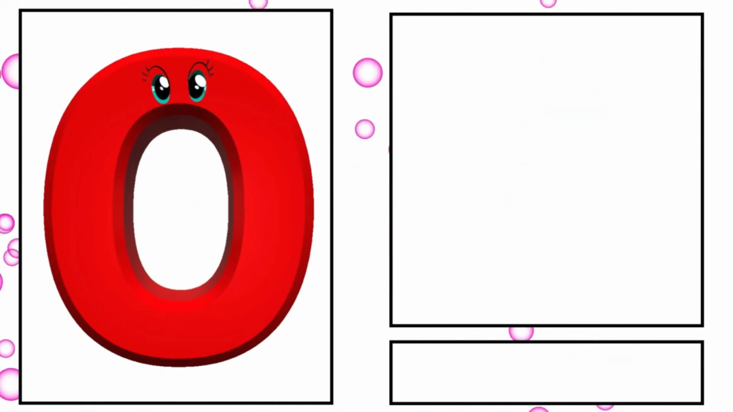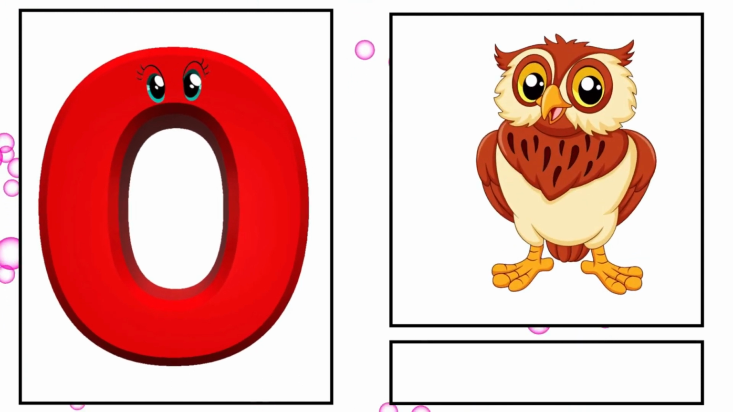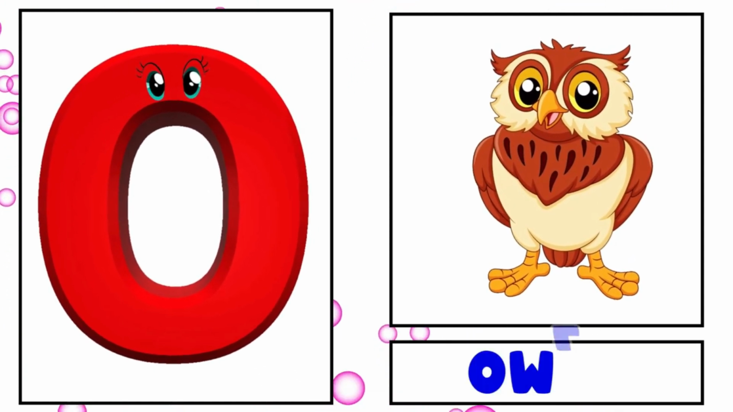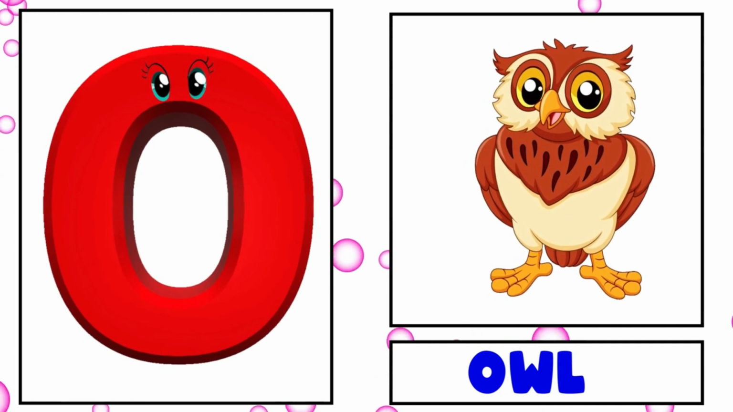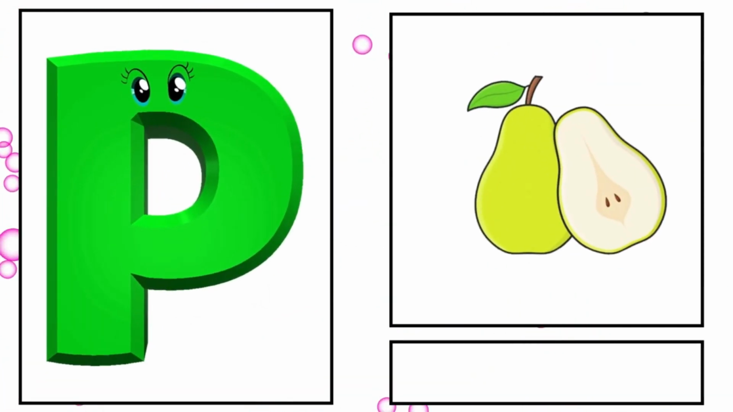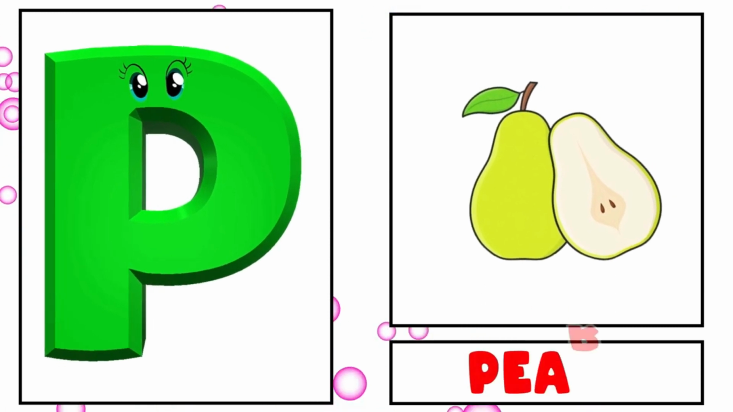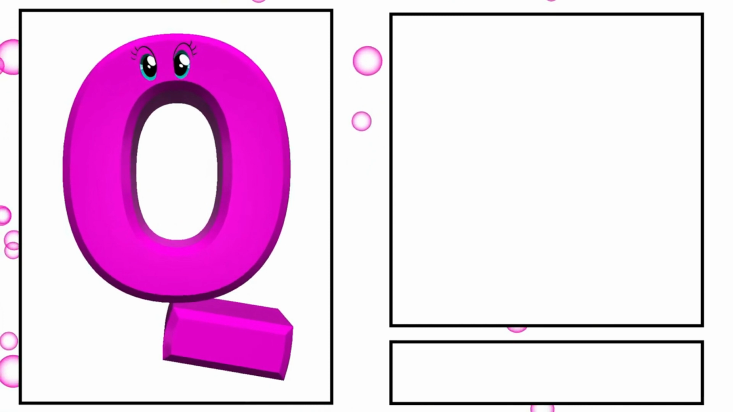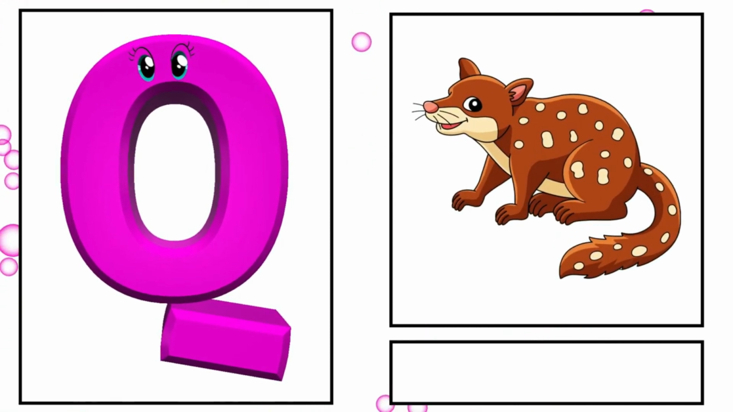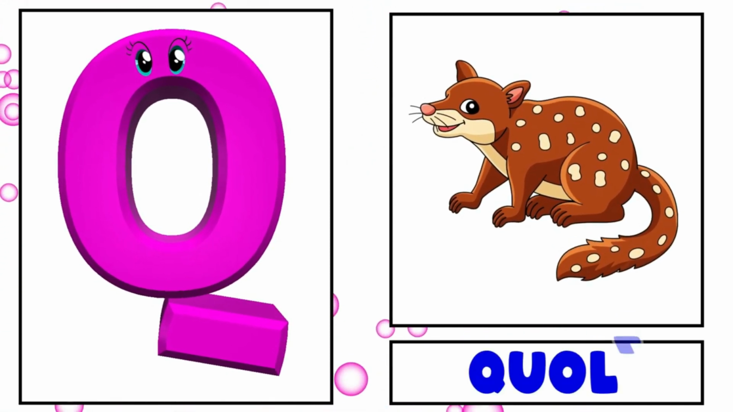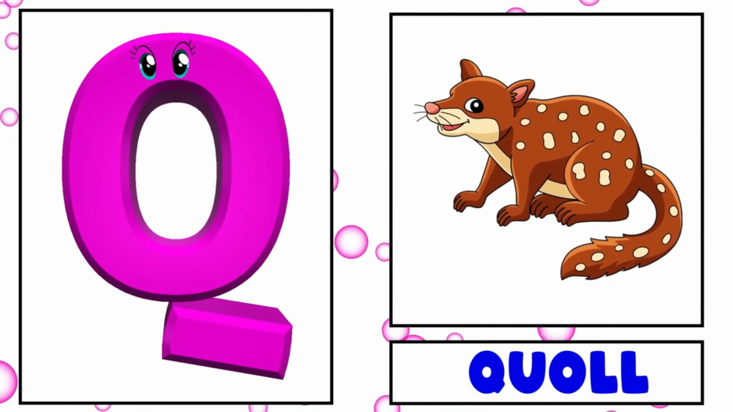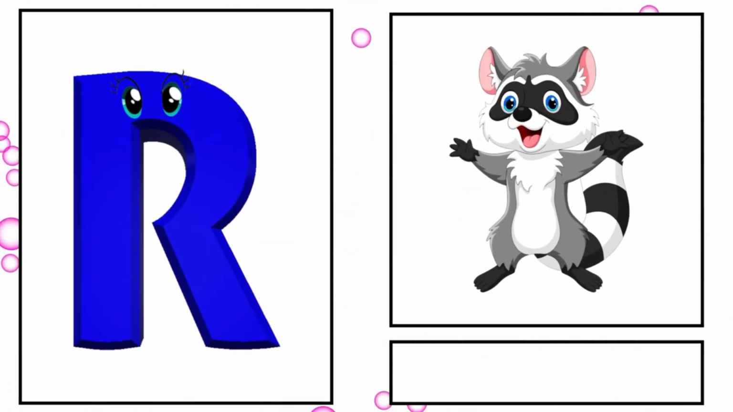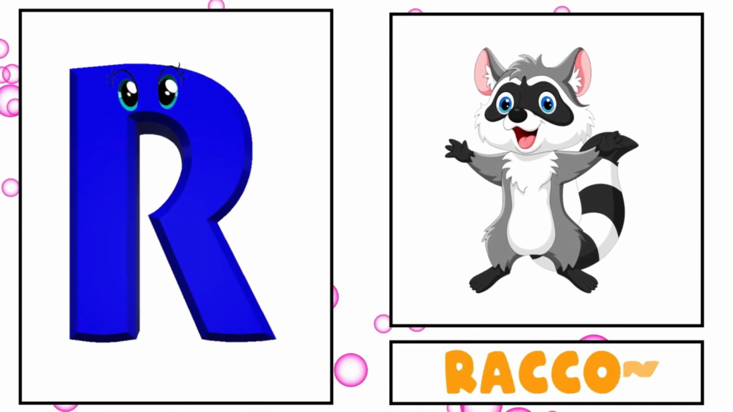O is for owl. Owl. P is for pear. Pear. Q is for quill. Quill. R is for raccoon. Raccoon.